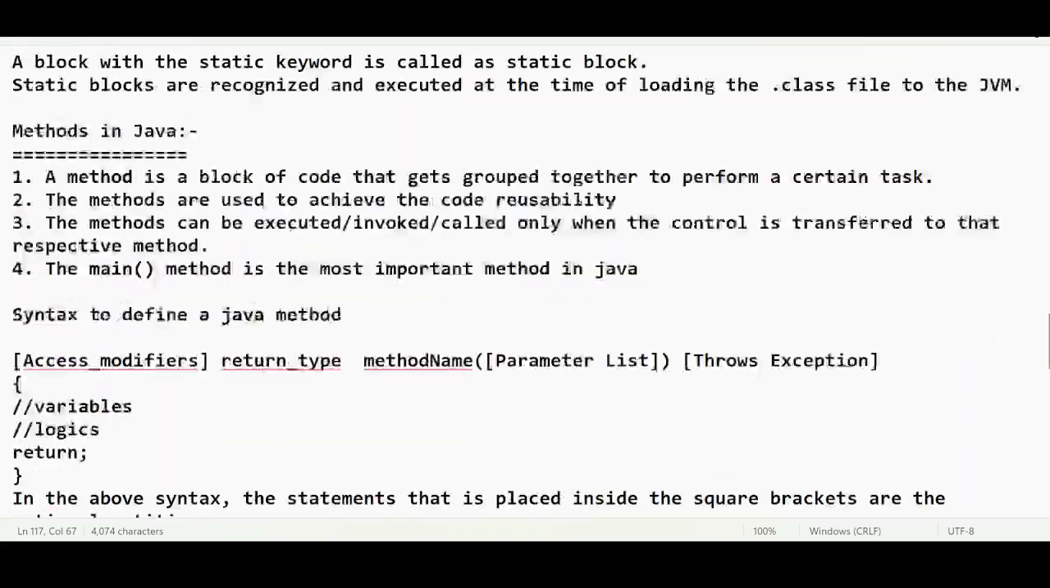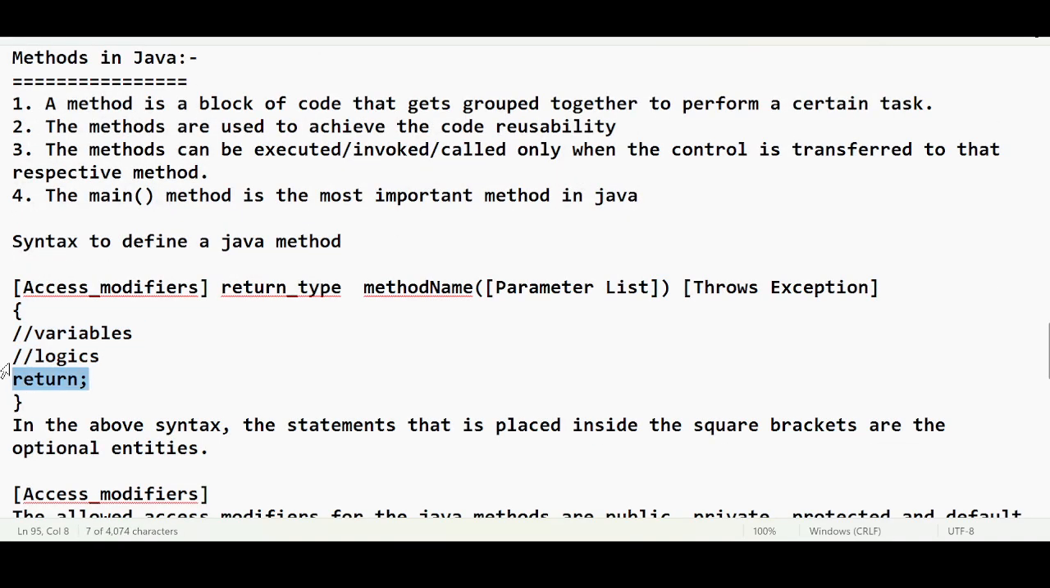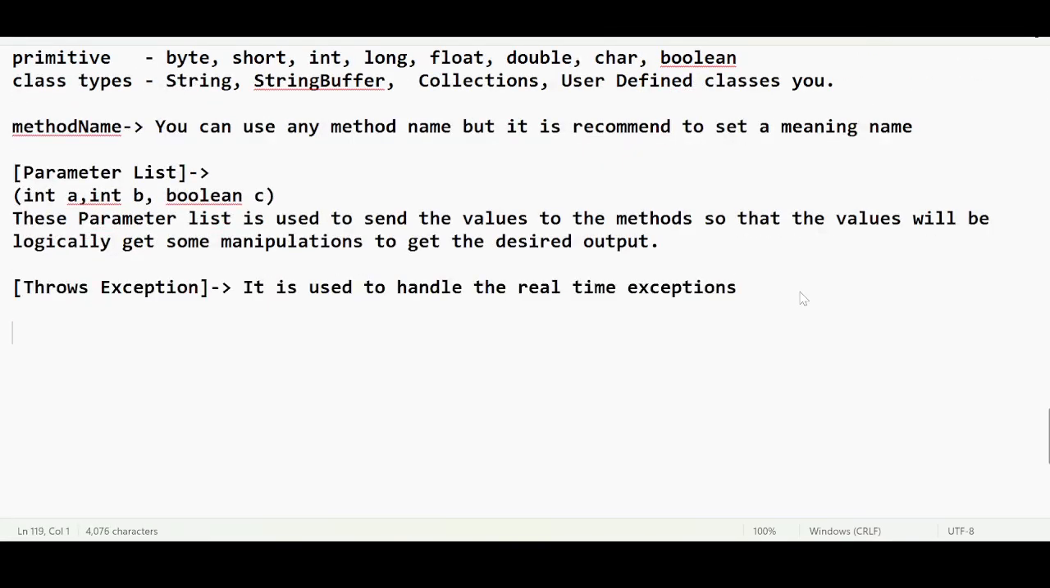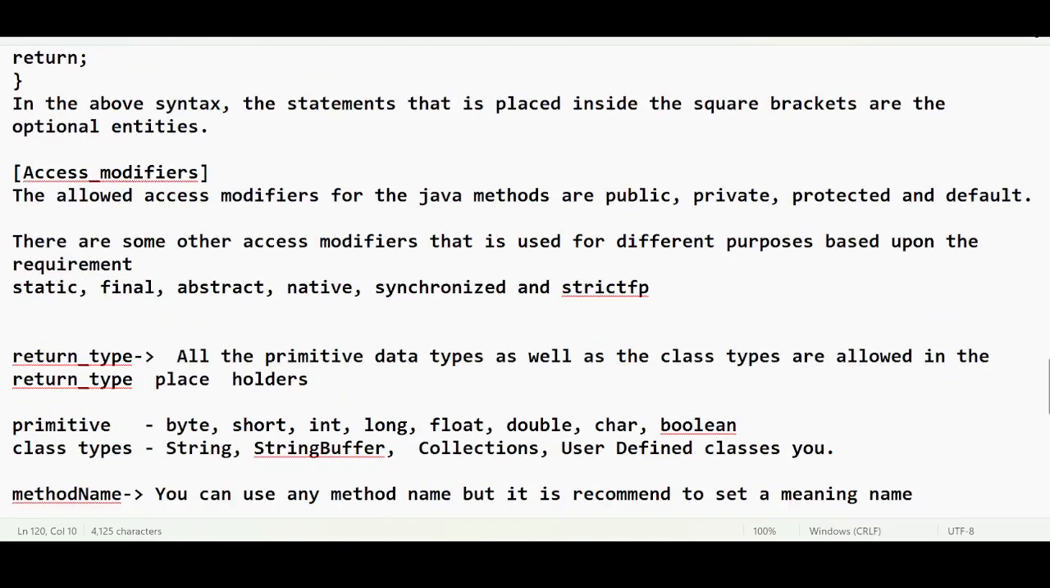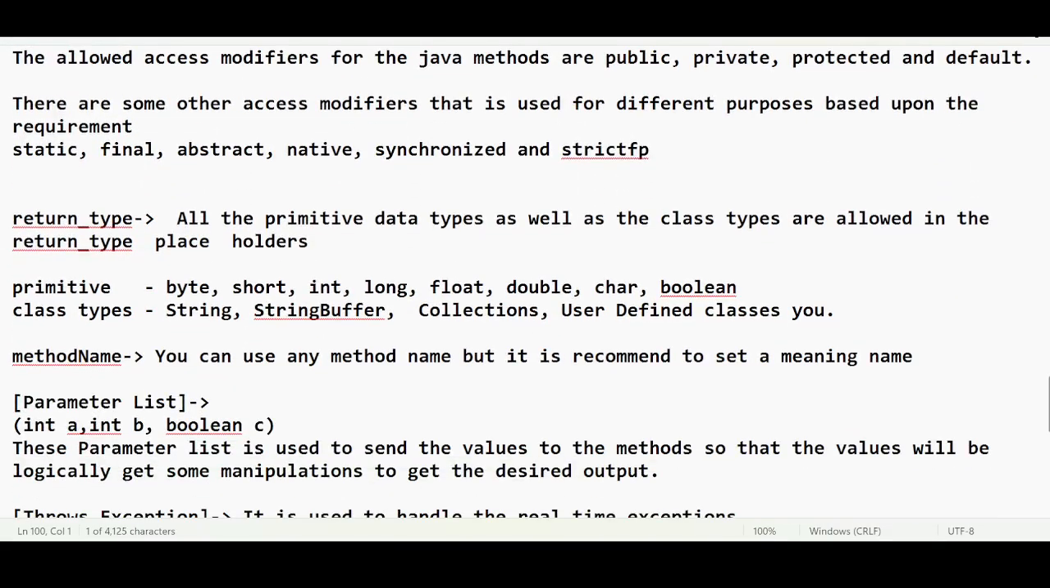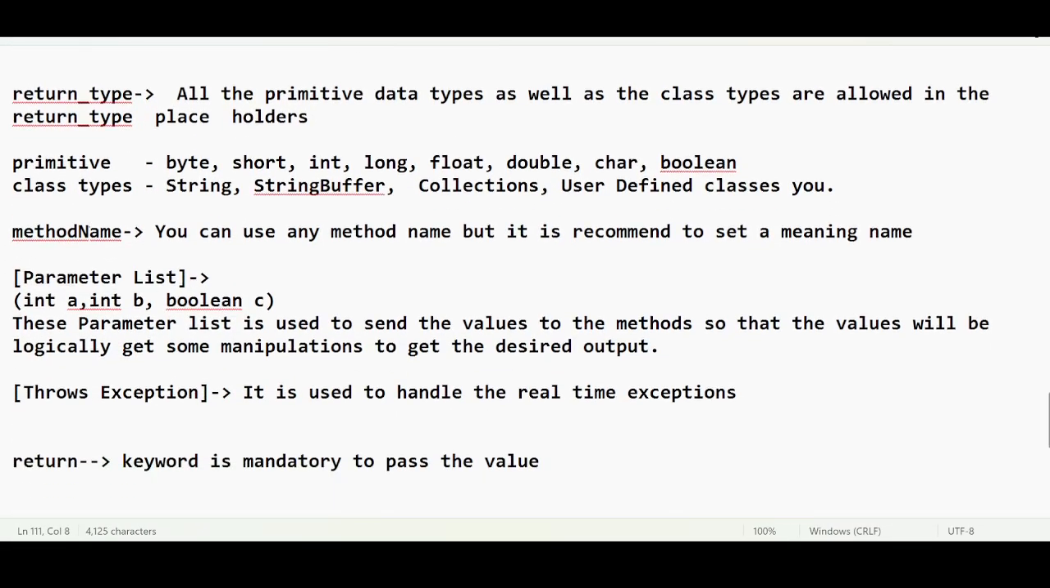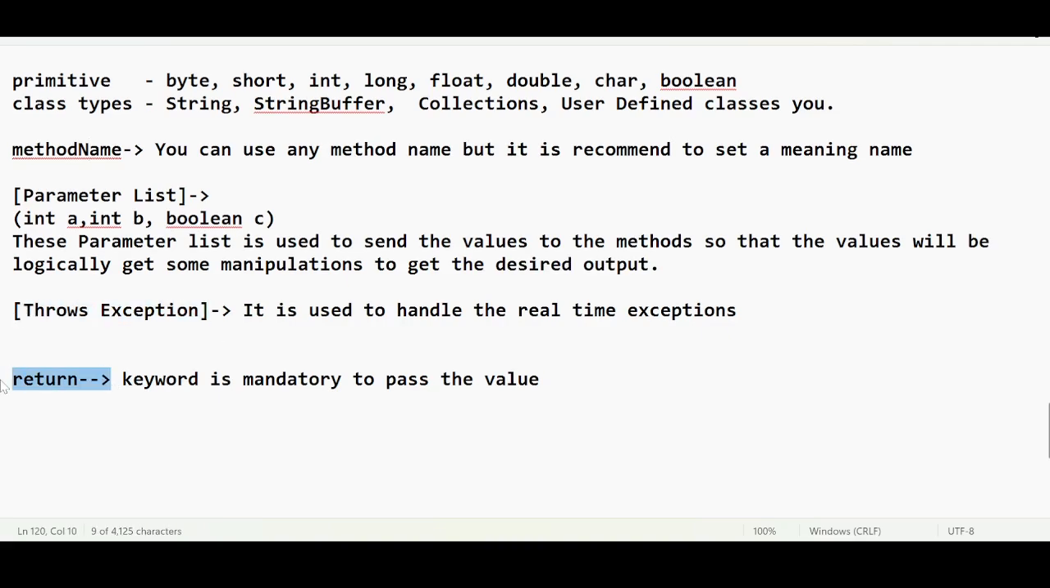Okay, next one is what? Variables, logics, and the return keyword. The return keyword is mandatory, to pass the value. Theoretically it is not making any sense, but we will understand this in practice. That's it. We have discussed access modifiers and return type, method name, parameter list, throws exception, the optional category, and the return keyword.